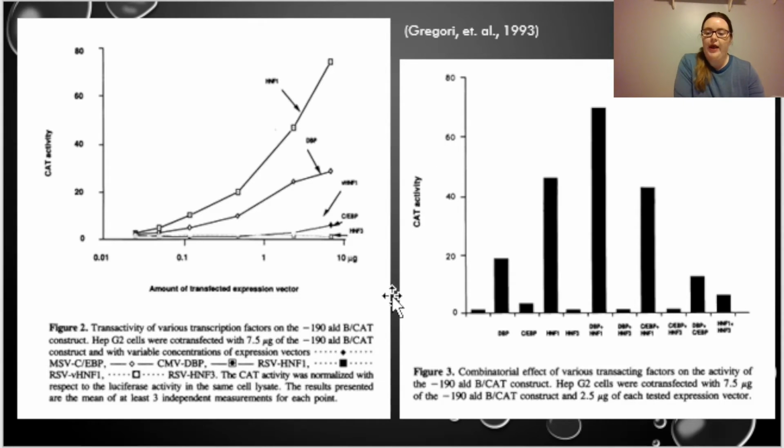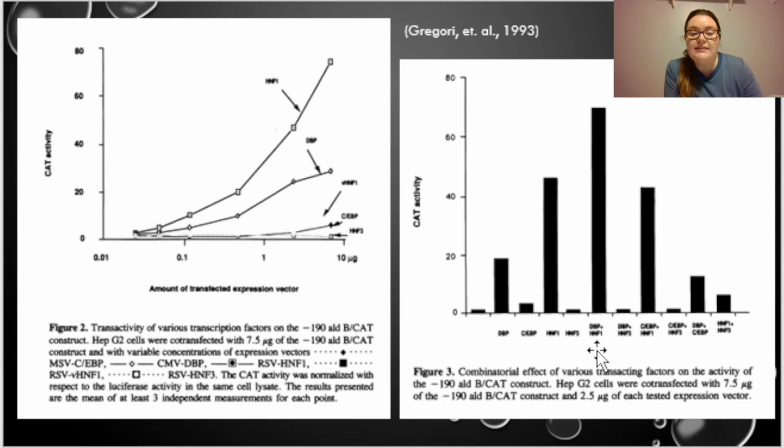Now, if we switch to this graph here, it tells us catalytic activity if we combine different transcription factors. And this was done with the PCR. So these first four here, 1, 2, 3, 4, are what they look like just by themselves. So this, for example, is the DBP by itself, CEBP by itself. This is HNF1 by itself, HNF3 by itself. And it is very consistent with the graph over here. HNF1 and DBP have the highest ones. And out of the four, it's HNF1.